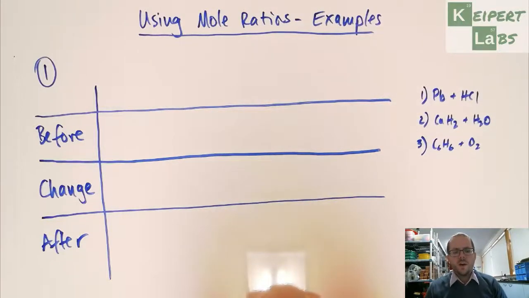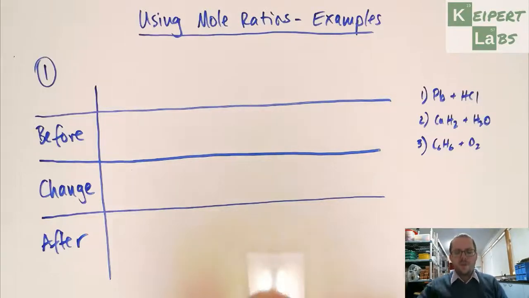In today's video we're going to be looking at some examples of using mole ratios and a before, change, after table to make predictions of the amounts present in three chemical reactions. You've got a sheet where these three are listed, so do your best to follow along and complete as we go.